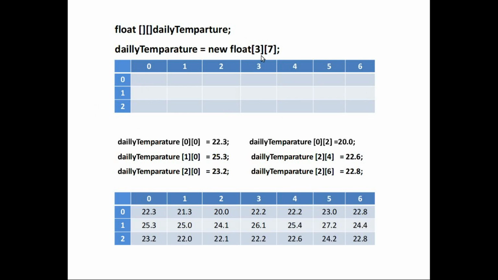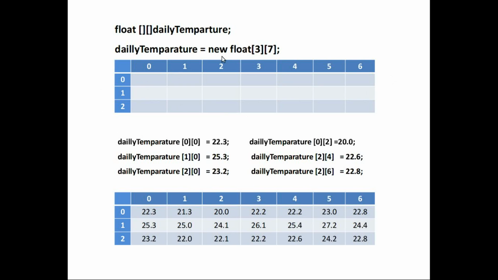Remember, initially when it was a one-dimensional array, we could say daily temperature is equal to new float, and we say 3. In that case, we are defining our array to hold 3 values, 3 columns. But now it's a two-dimensional array, so it is made up of multiple rows and multiple columns.